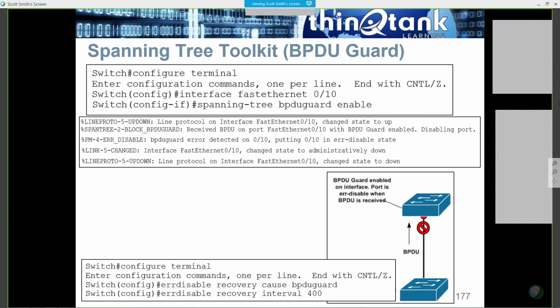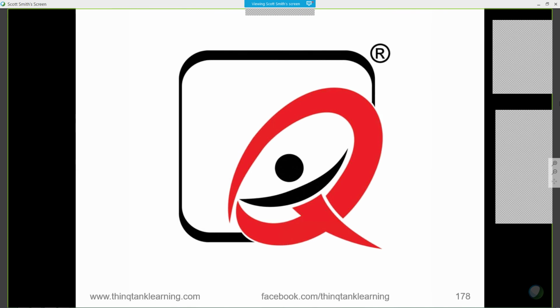I only put this slide in here for one reason, and that's because it's on the test. Otherwise, we talk about the spanning tree toolkit in other classes. And that, my friends, as they say, is that.